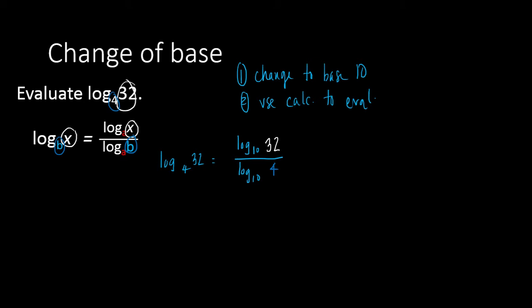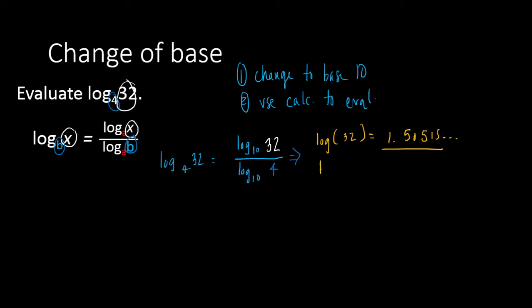So log base 10 of 32, I would type into my calculator, and I find that log of 32 is equal to about 1.50515, etc. Again, I kept 5 decimal places.